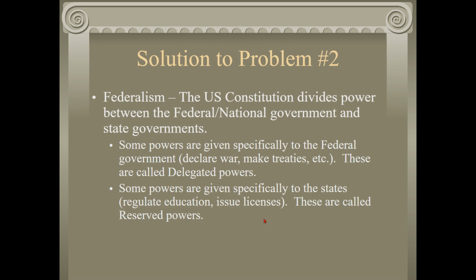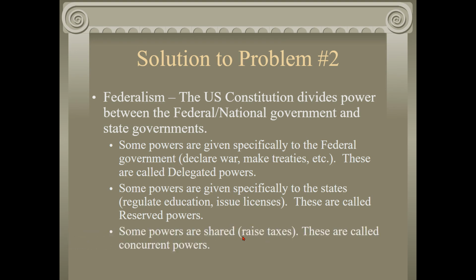And then the second one is some powers are specifically given to the states, right? And that's things like regulate education, issue licenses. These are things that each state could do separately. And those powers that just the states have, that the federal government can't interfere with, are called reserve powers. And some things then need to be done by both the national and the state governments. And so those things are called concurrent powers.